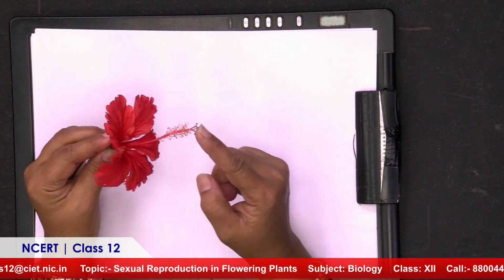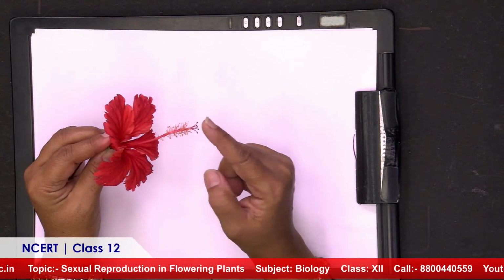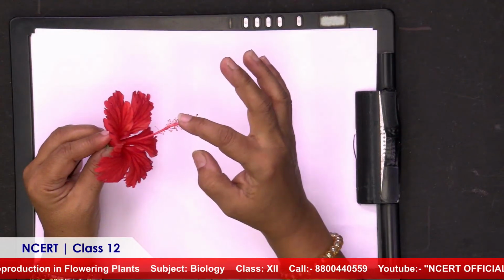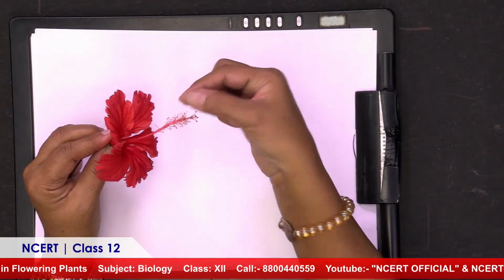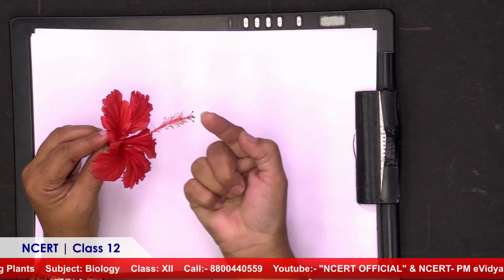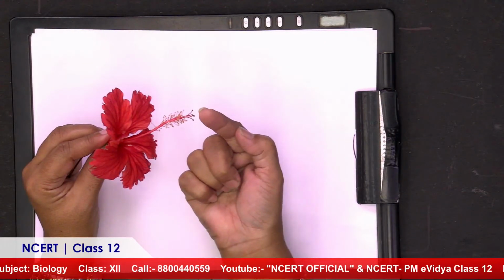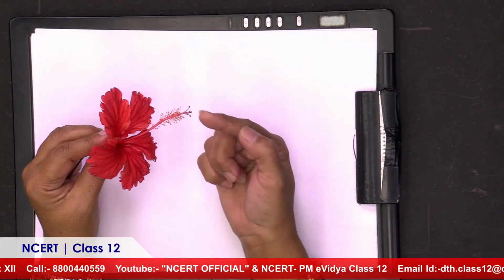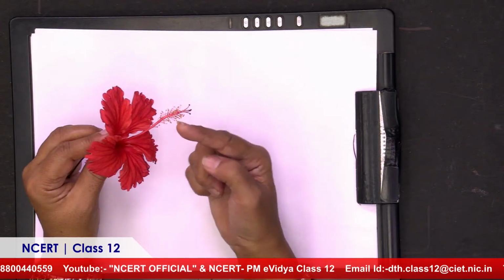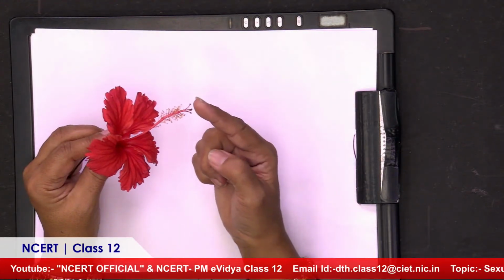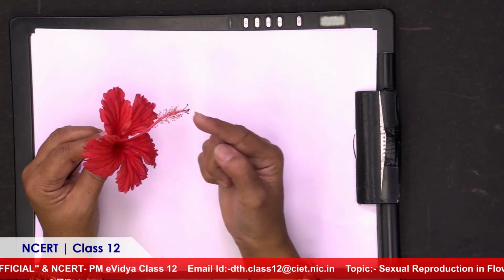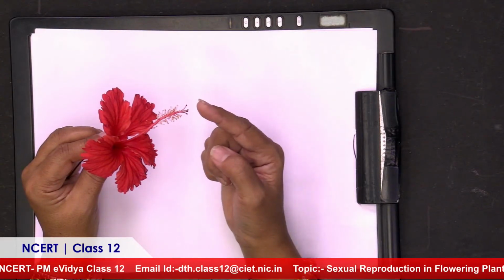And this terminal part is the stigma. When the anther gets filled with pollen grains, they come out and fall on the stigma. So pollination happens. But what is pollen pistil interaction? When the pollen falls on the stigma, there is an interaction between these two, the stigma wall and the pollen grain.